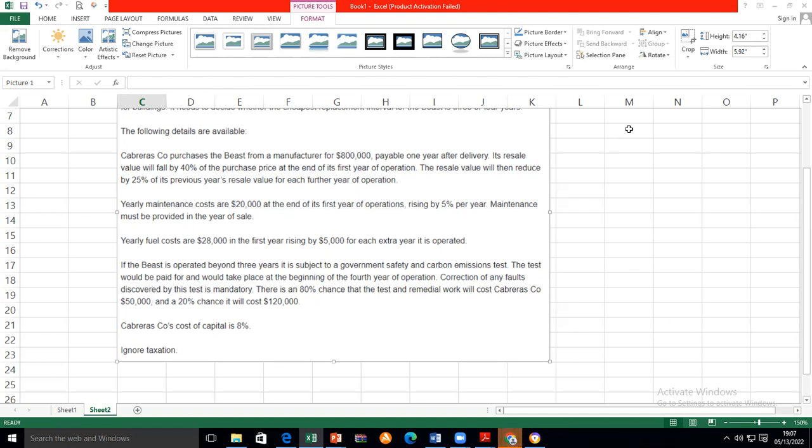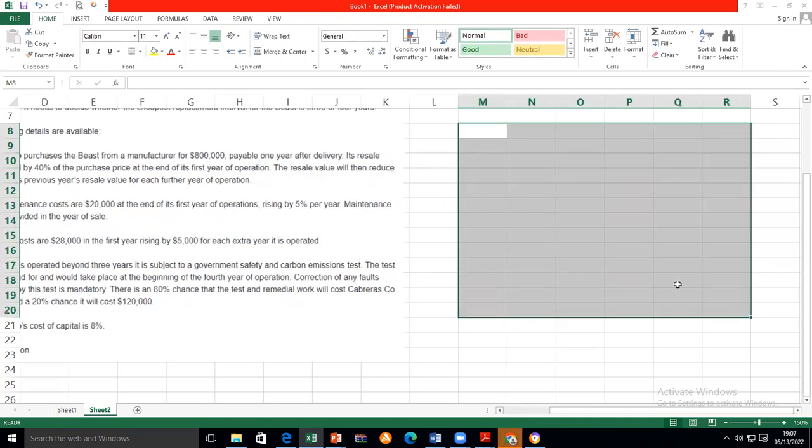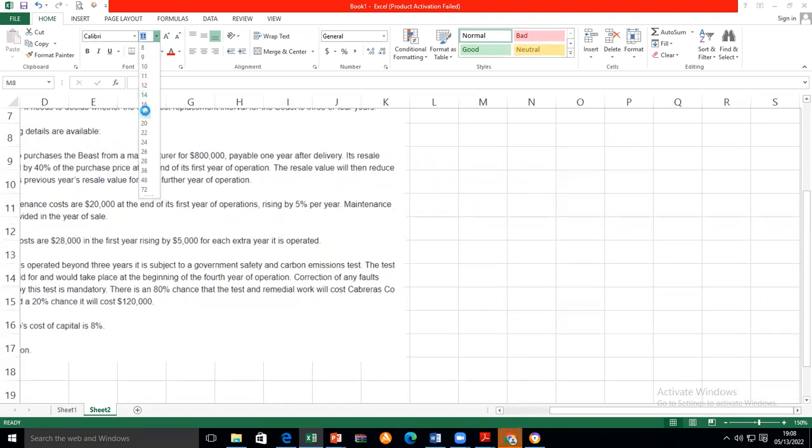So let's do a 3-year cycle. Everybody, we start with a 3-year cycle so that we check which cycle is the cheapest. We go 0, 1, 2, and 3.